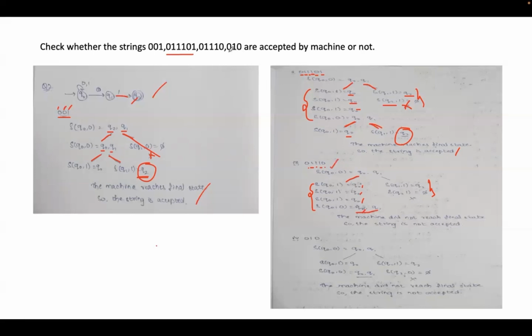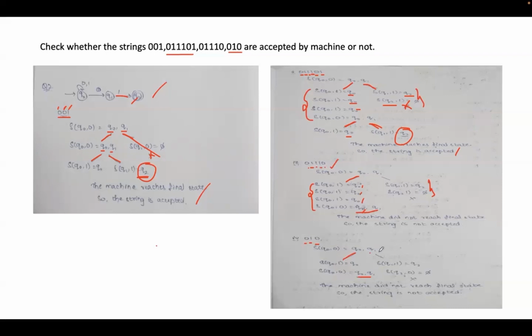And the fourth one is 0, 1, 0. So Q naught on input symbol 0 goes to Q naught or Q1. If the machine goes with this path, read the second input symbol 1. So Q naught on 1 is Q naught only. Then read the third input symbol 0. Again it moves either to Q naught or Q1.